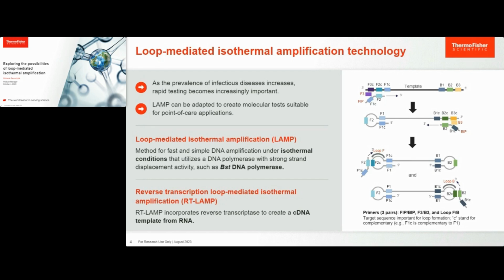So what is LAMP? LAMP is a method for fast and simple DNA amplification under isothermal conditions that utilizes a DNA polymerase with strong strand displacement activity, such as BST DNA polymerase. One of the most popular modifications of LAMP is RT-LAMP, which incorporates reverse transcriptase to create a cDNA template from RNA. Now I will explain more about the principle of this method.